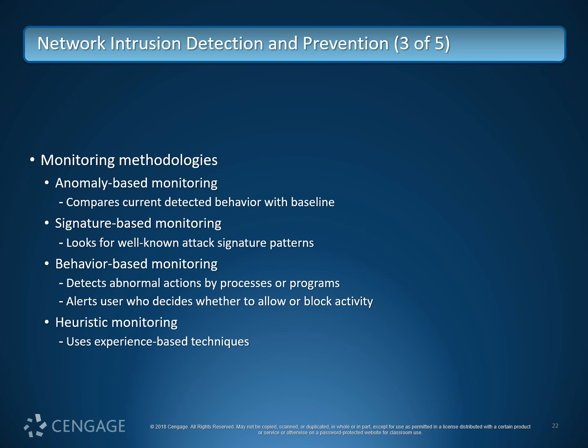Monitoring methodologies tend to fall into four primary categories: anomaly-based, signature-based, behavior-based, and heuristic. Anomaly-based looks at a particular baseline, which would have to be established before the monitoring would be most effective. Signature monitoring is going to look for known patterns. Behavior-based is going to look for abnormal actions based on, again, a baseline in terms of behavior applications that run.